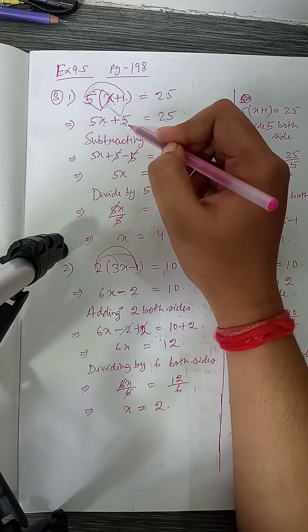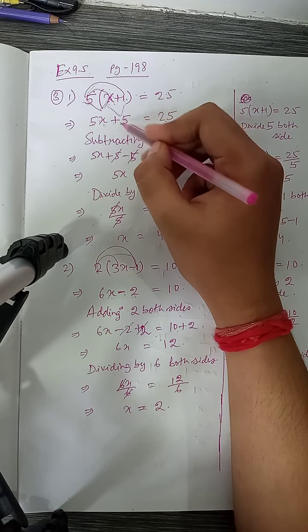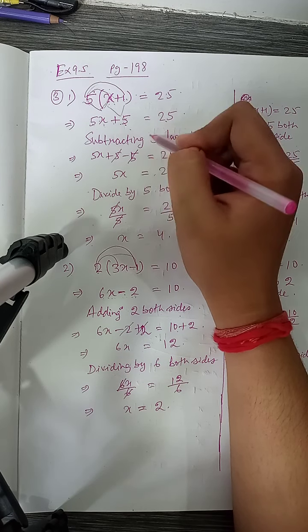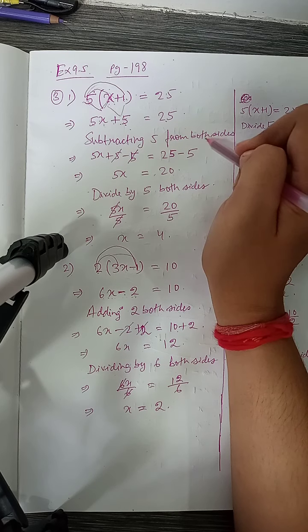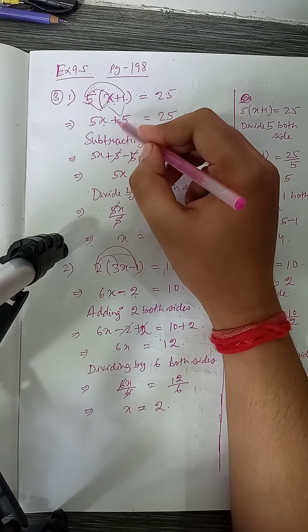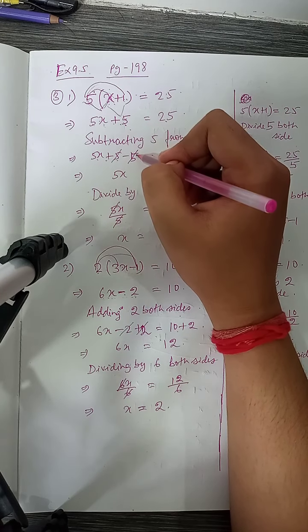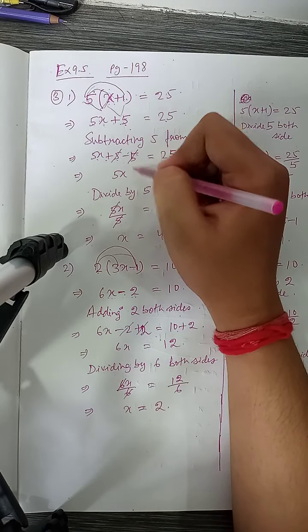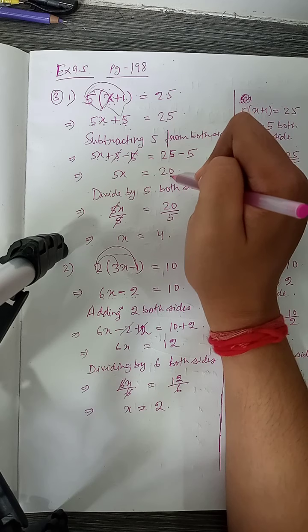Next we have to remove this 5 from the equation. So subtracting 5 from both the sides. So this becomes 5x plus 5 and minus 5 this side also, minus 5 this side also. So this becomes 5x equal to 25 minus 5 equal to 20.